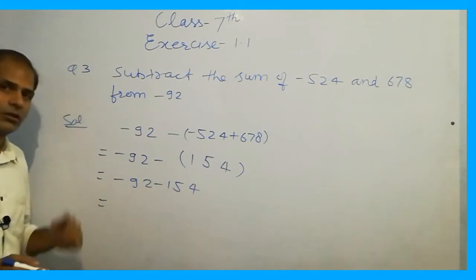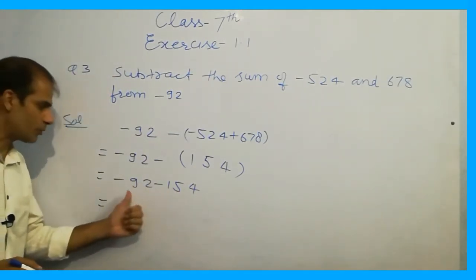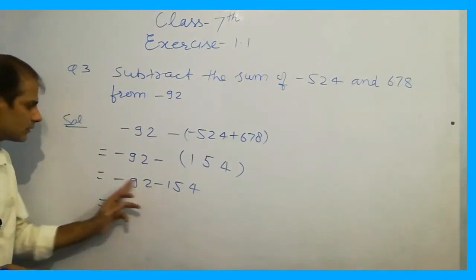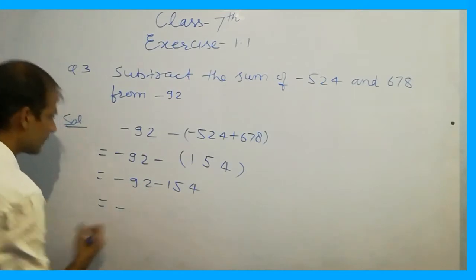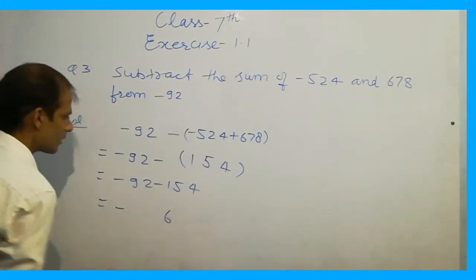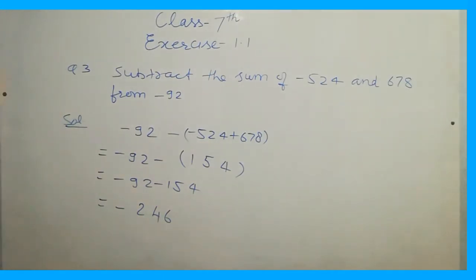Because I just told you some rules: both these quantities are negative, so we will add them, but what will the answer be? Negative, because their sign is also negative. So we will add them. 4 plus 2 is 6 and 15 plus 9 is 24. So students, in this way the answer is minus 246. You can pause the video and note down.